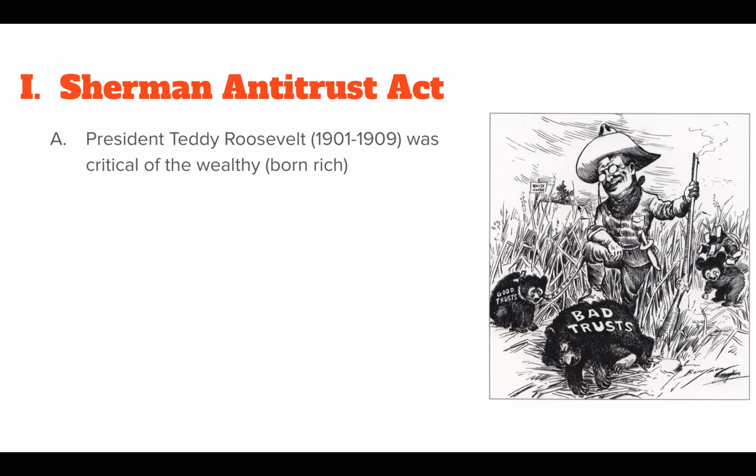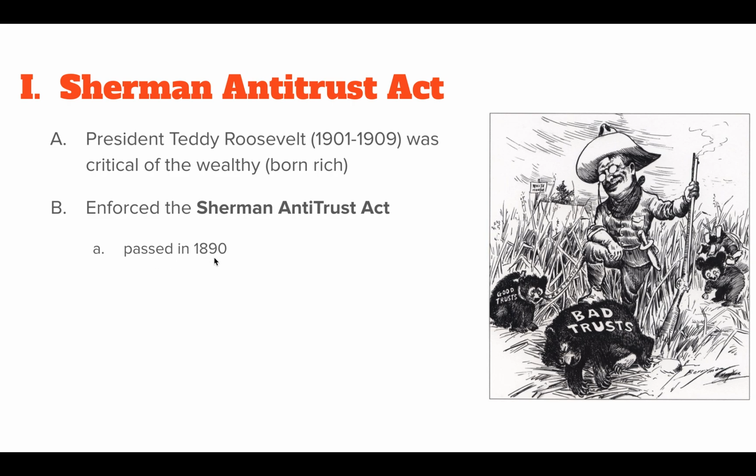President Teddy Roosevelt, who we see here in the cartoon, served as president from 1901 to 1909, and he was very critical of the rich and wealthy. So he often went after big businesses as well, even though he was born rich himself. He enforced the Sherman Antitrust Act, which was made before his presidency.